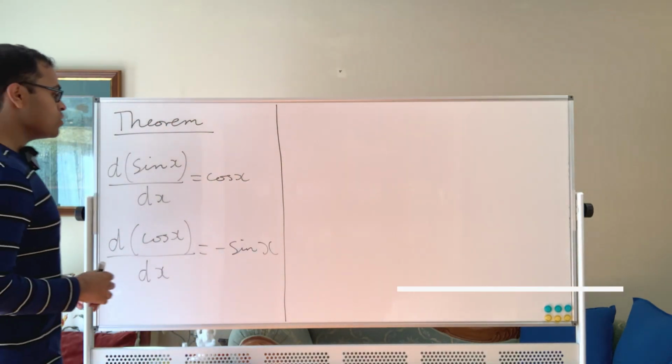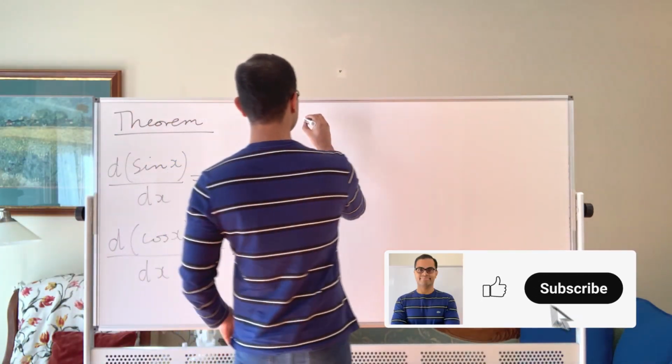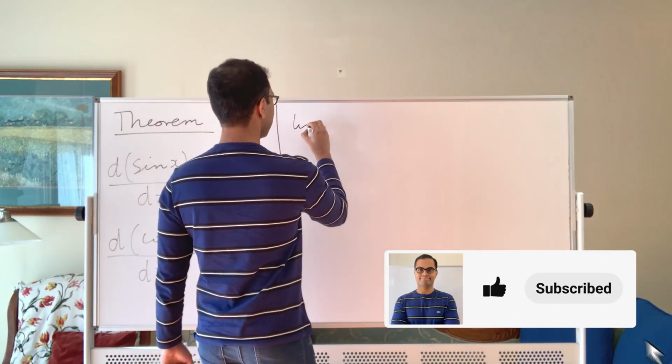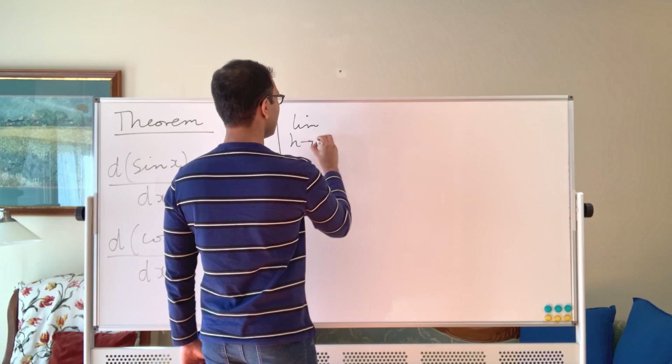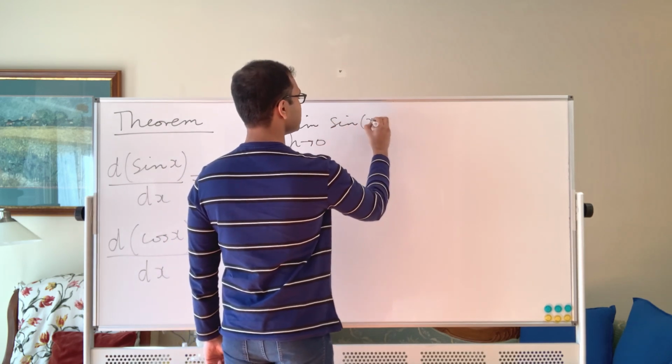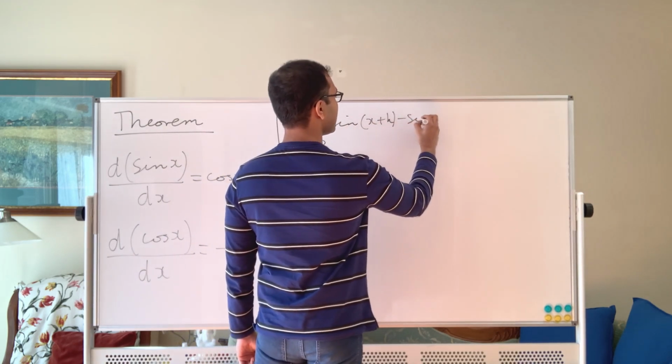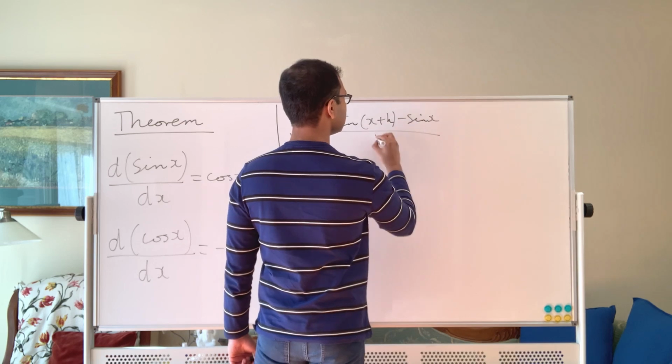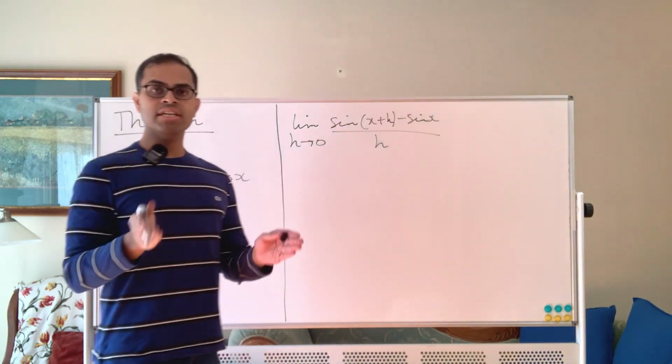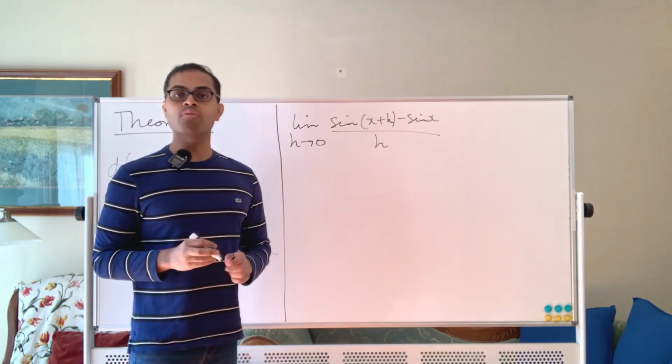Derivative of sine x is cosine x. How does this work? So the limit definition of a derivative is limit h goes to 0 of sine of x plus h minus sine of x divided by h. Okay, so that's all there is to it. We just need to take the limit definition of a derivative and work this out.